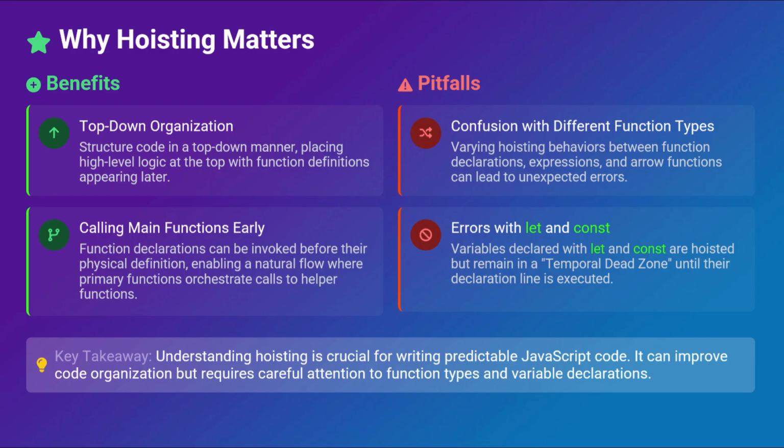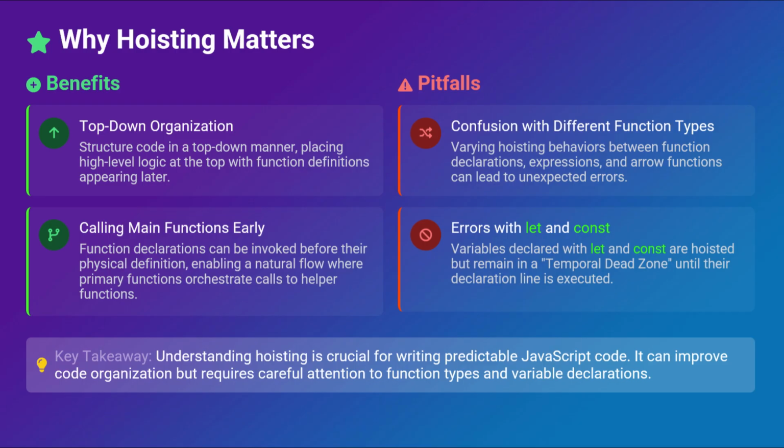You might be wondering why hoisting matters. Hoisting can be useful because it allows for organizing code top to down, and lets you call main functions before their definitions, but it can also trip you up. Function expressions and arrow functions won't work if called early. Variables declared with let or const are not hoisted like var.